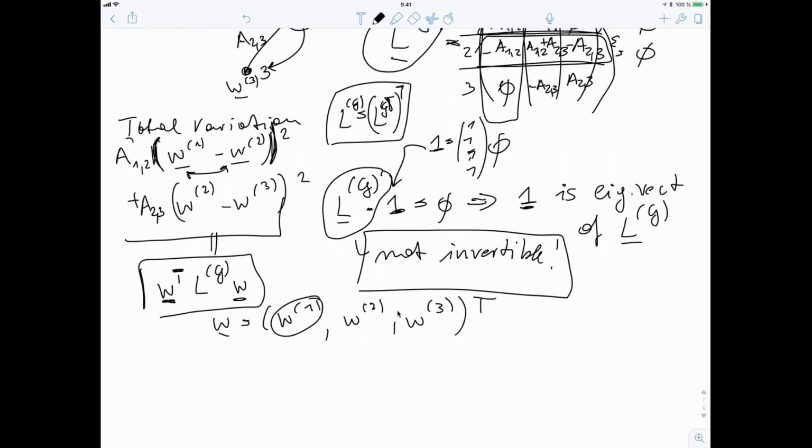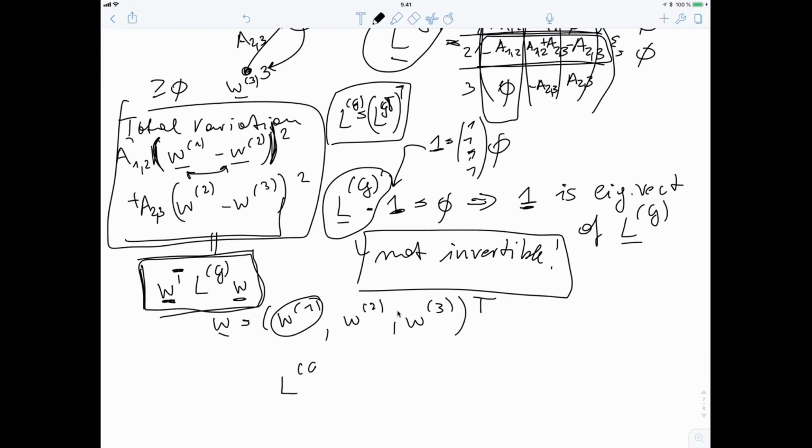Okay, but just from this fact that this quadratic form equals total variation, we can tell immediately another property of a Laplacian matrix, which is that this quadratic form is always equal to total variation, and total variation, as you see it here, is always a non-negative real number. So if this quadratic form for any vector w is always non-negative, what does this mean? Yes, again, we have a positive semi-definite matrix.